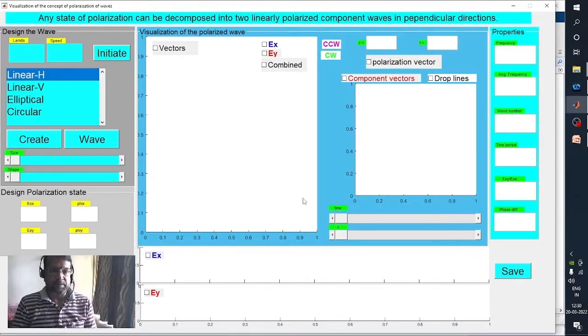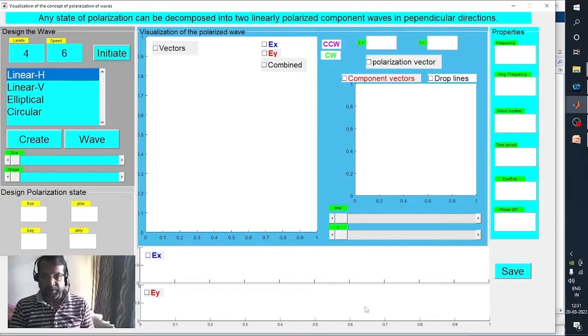Let's come to the visualization window. It is heavily populated, so let me spend a minute to describe the things. On the left we have parameters related to the wave, that is, I can give the wavelength and the speed, and down here I can give the polarization properties, that is E0x, E0y, phi x and phi y. And here I have three visualizations which I will show one by one, and on the right there are the properties of the wave, different properties of the wave.